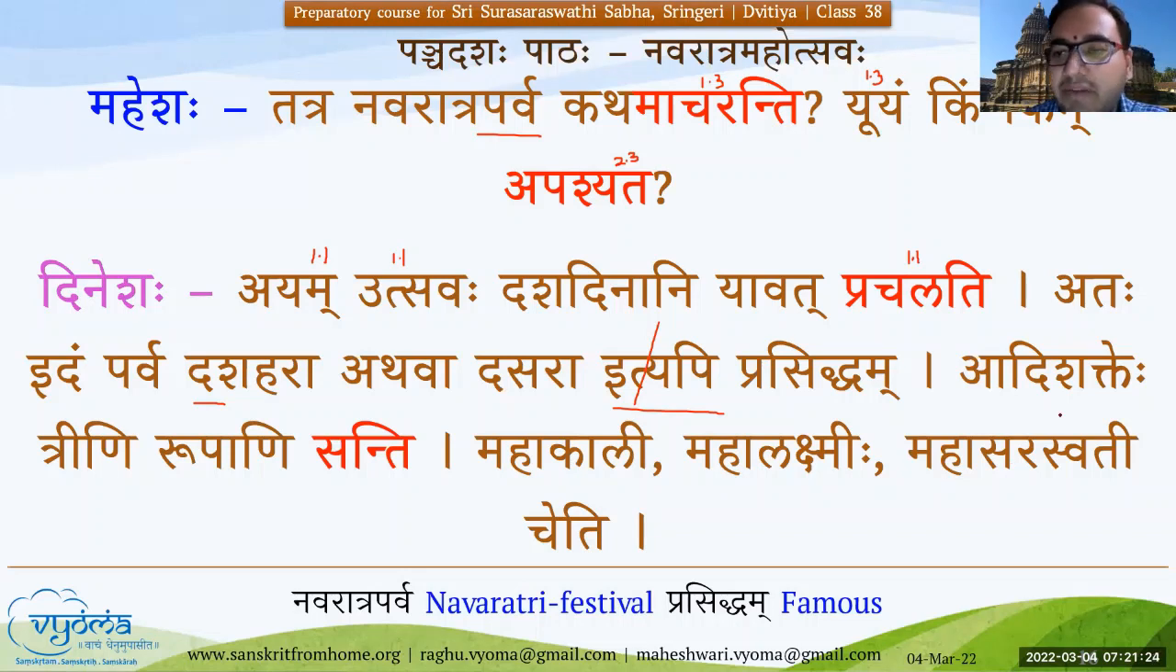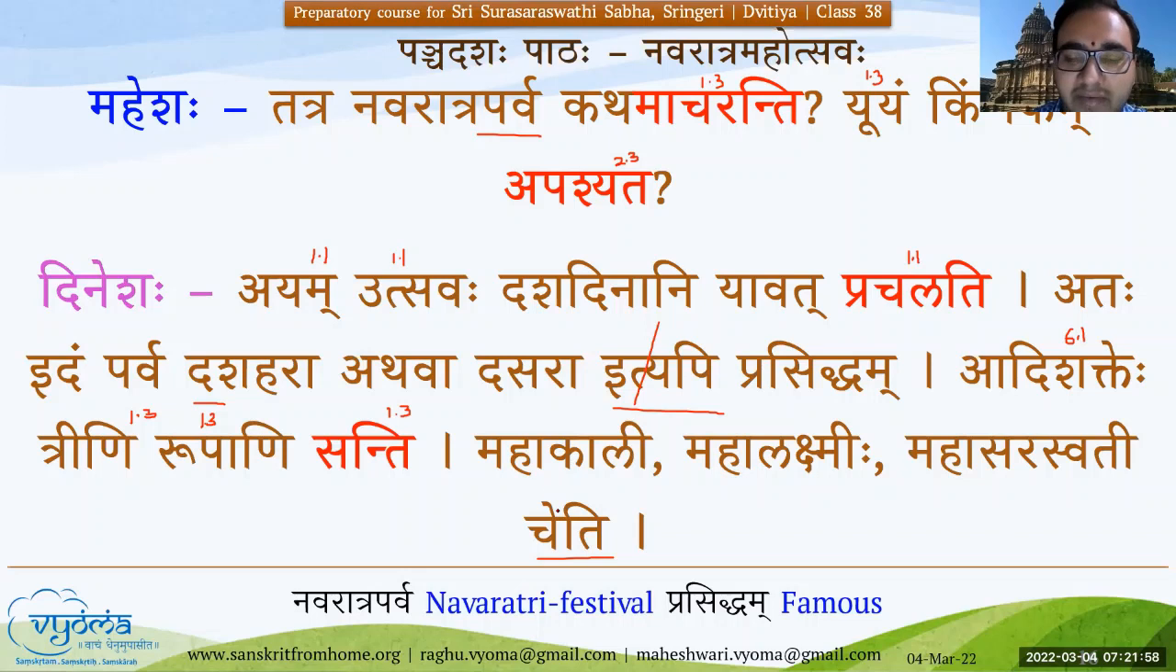So ityapi prasiddham. Adishaktehe trini rupani santi. Adishaktihi is an ikarantaha strilingaha shabdaha. Adishakteh is shashti bhaktihi ekavachanam. Trini rupani santi. How many rupas are there? Three forms are there: trini. Both of these are in prathama bhakti bahuvachanam, and santi is prathama purusha bahuvachanam. Asti, staha, santi. Mahakali, Mahalakshmihi, Mahasaraswati cheti. Sandhi?